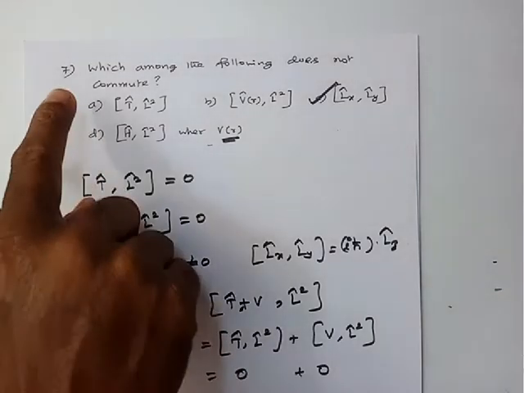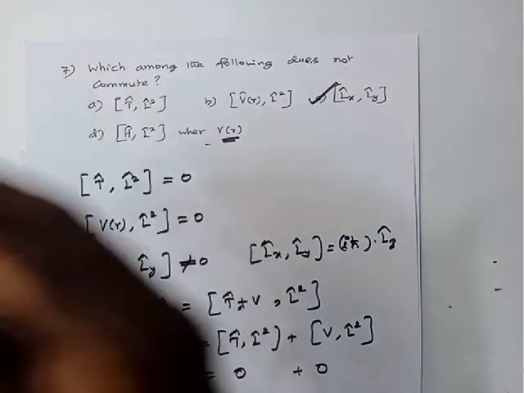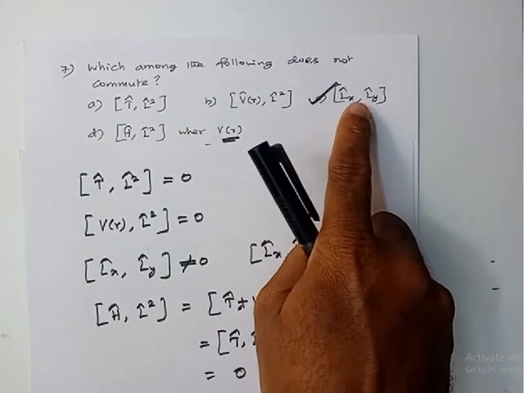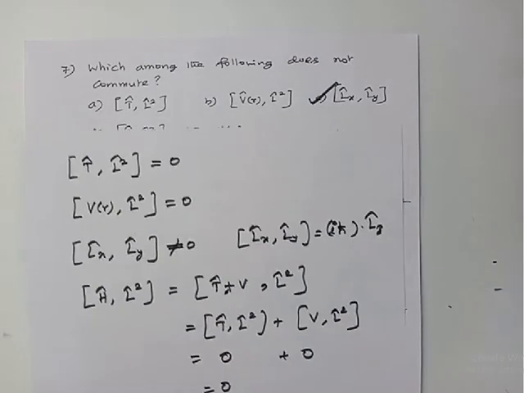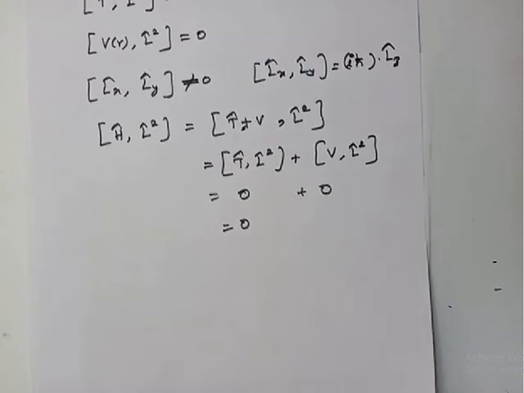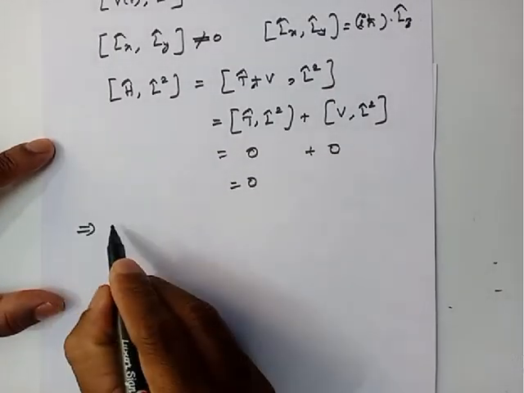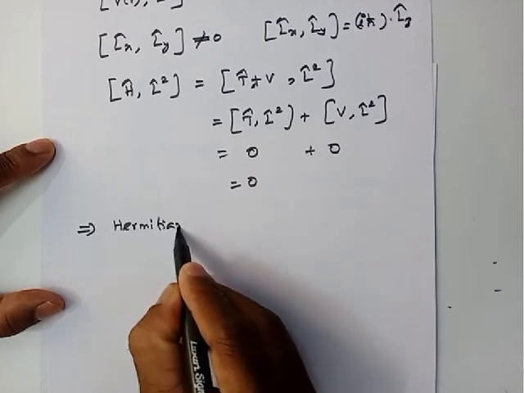So remember, for question number 7, just go through these questions once again and check whether this is correct or not. So Lx and Ly, they do not commute, I'm sorry. Then students, one more piece of information I would like to give here about Hermitian operators.